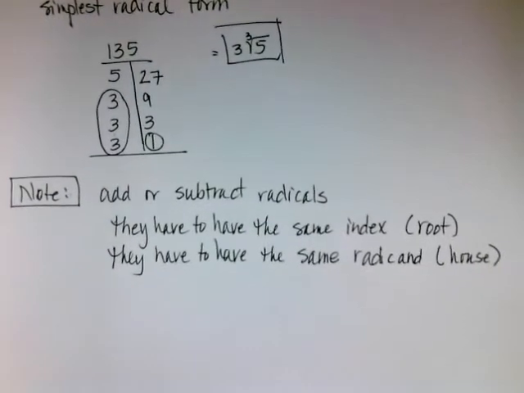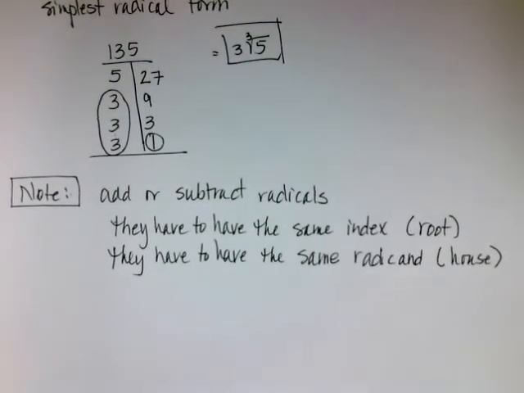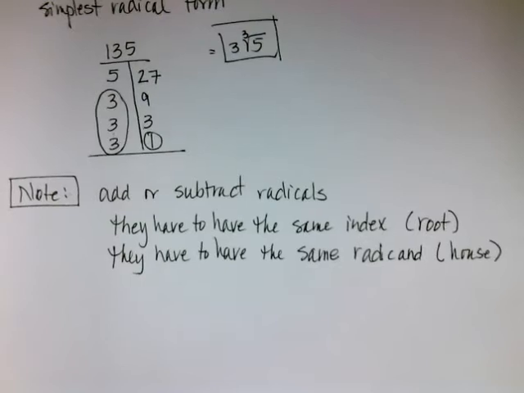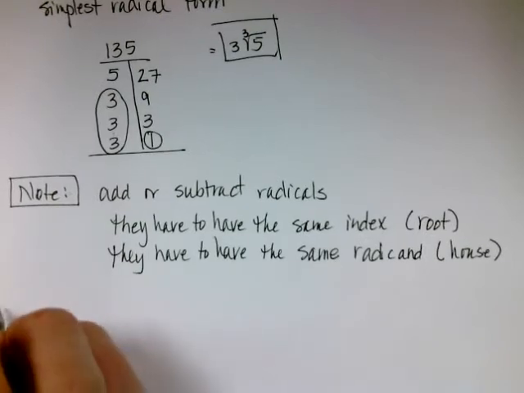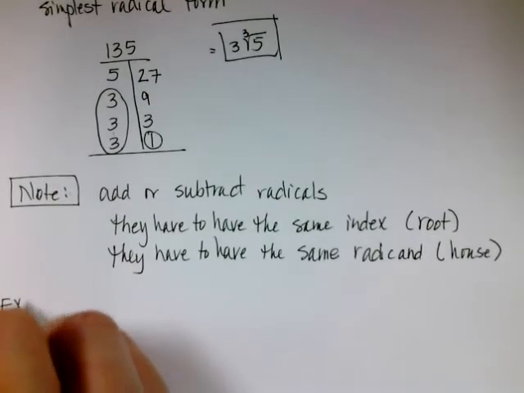Alright, so if I want to add or subtract a radical, they have to have the same index and they have to have the same radicand. If they don't, then you have to simplify them before you can add them together. Alright, so let's do an example of these.